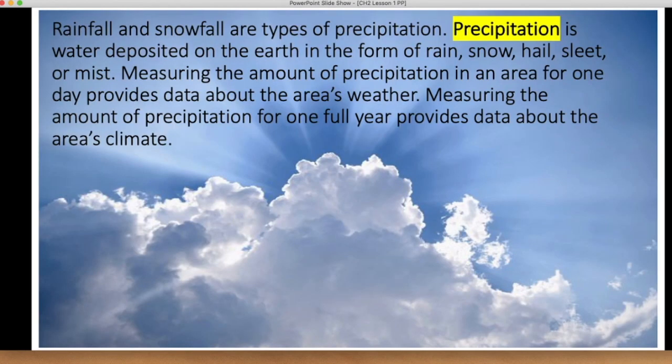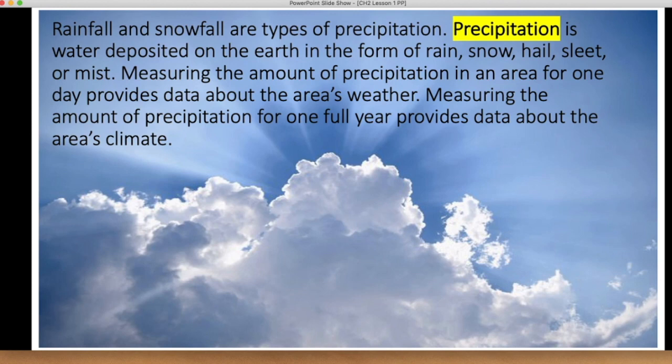Rainfall and snowfall are types of precipitation. Precipitation is water deposited on the earth in the form of rain, snow, hail, sleet, or mist, fog. Okay, a lot of times we get fog down by the river in the mornings, and that's a form of precipitation. Measuring the amount of precipitation in an area for one day provides data about the area's weather.